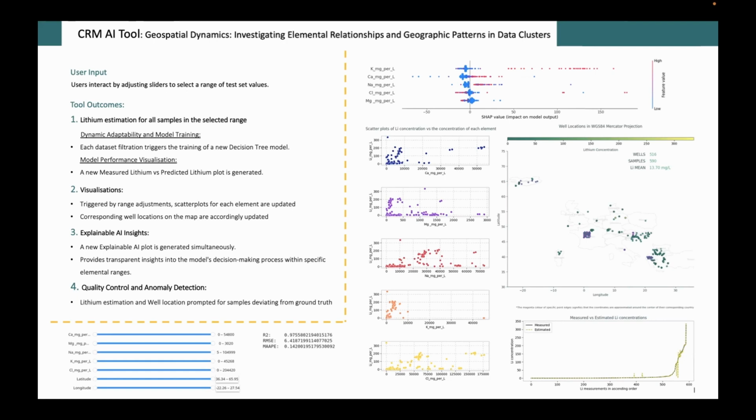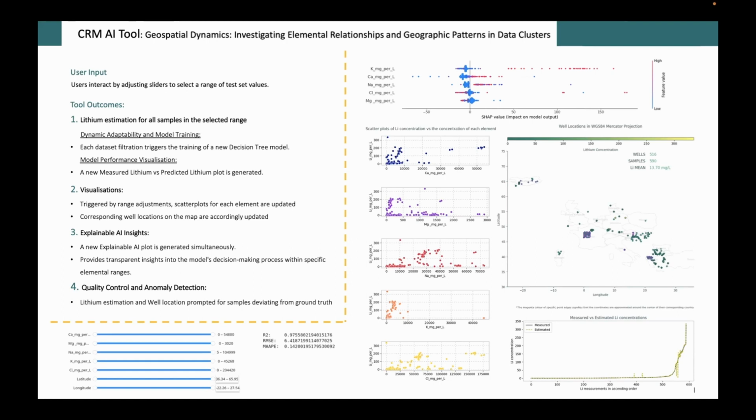A pivotal aspect of this part of the tool lies in its dynamic adaptability, wherein every filtration of the dataset triggers the training of a new decision tree model tailored to the adjusted data range. Consequently, a fresh measured lithium versus predicted lithium plot, as we can see at the bottom right, is generated, providing users with an updated visual representation of the model's performance. Also, we have a new explainable AI plot, and it offers users a transparent understanding of how the model arrives at the predictions.